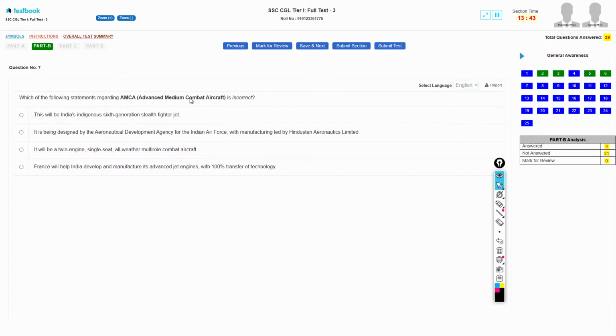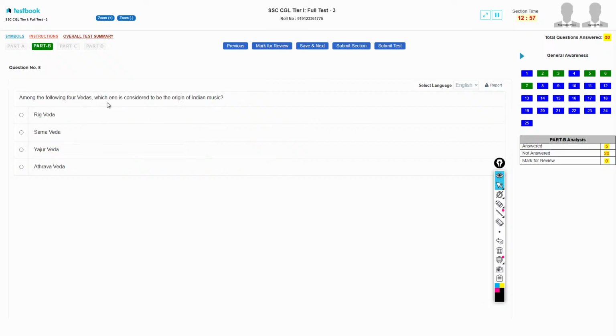AMCA, Advanced Medium Combat Aircraft, is incorrect. It will be India's indigenous sixth gen stealth fighter jet. Should be fine. It is being designed by Aeronautical Development Agency for the Indian Air Force with manufacturing held in HAL. It will be a twin engine, single seat, all weather. Okay, France will help India develop and manufacture its advanced jet with 100% transfer of technology. If it is indigenous, then why will France help? I don't think France will help us.